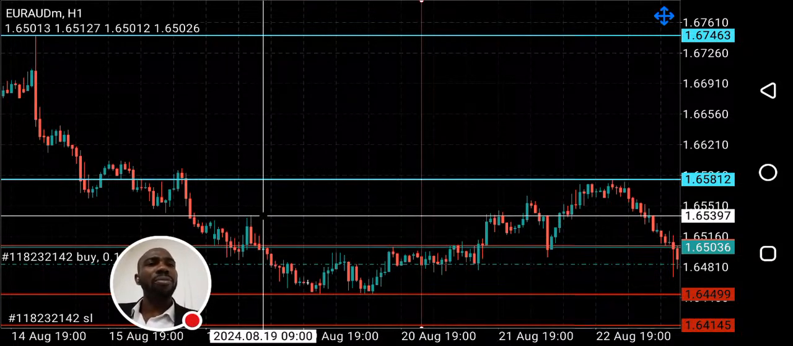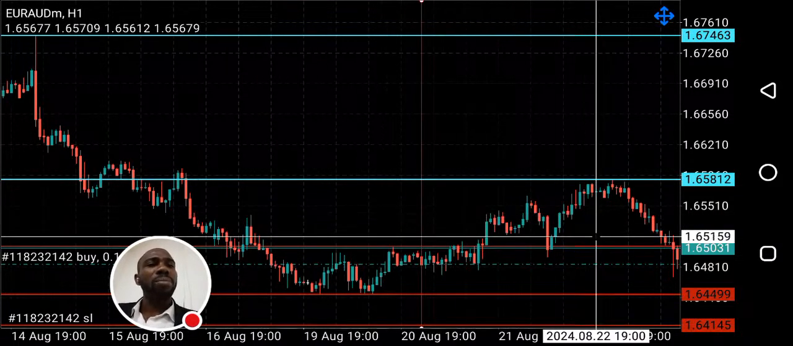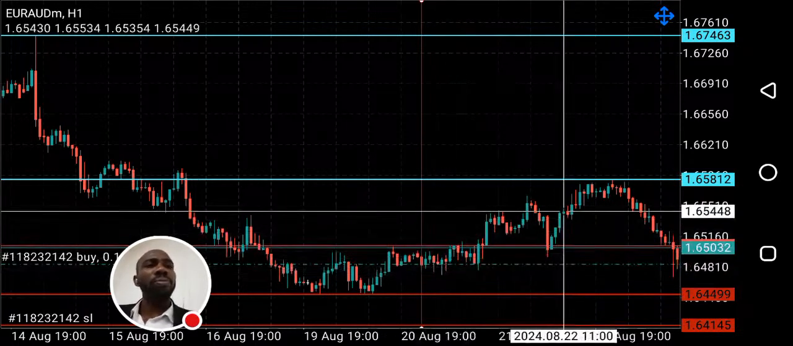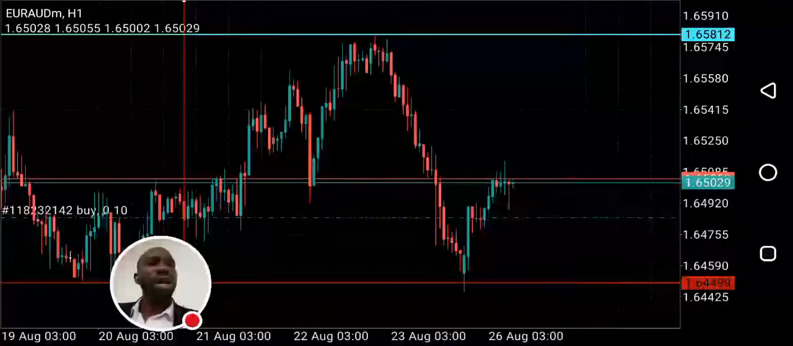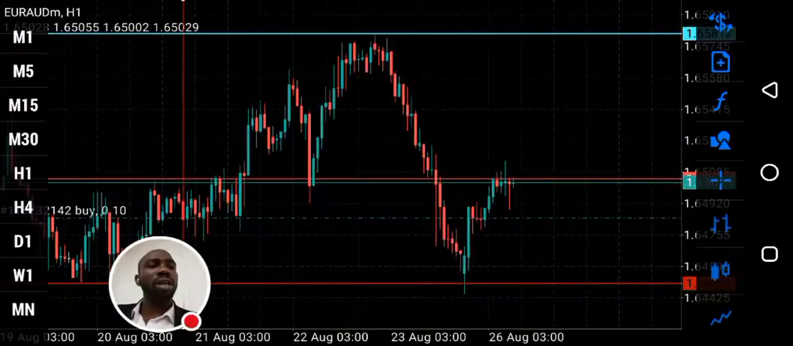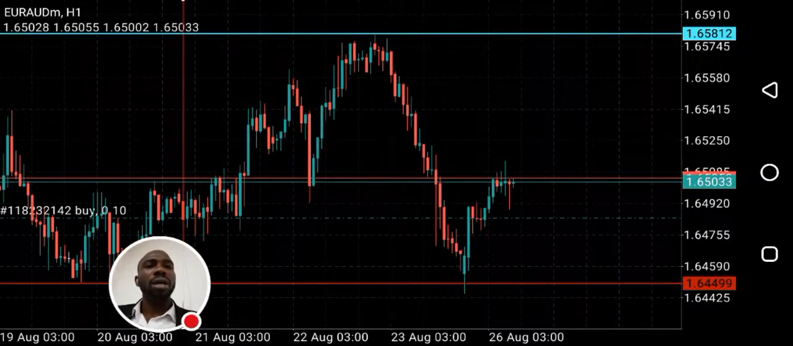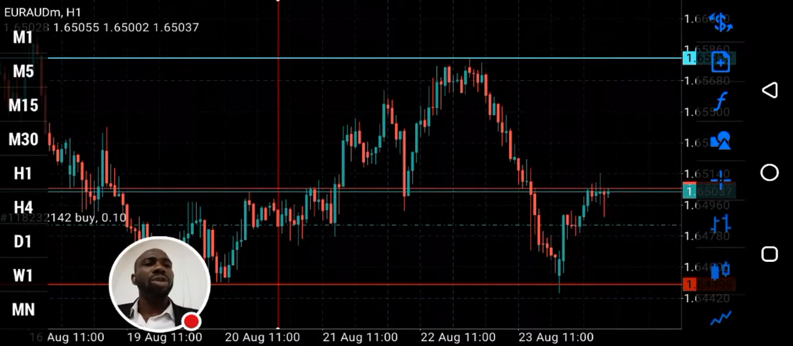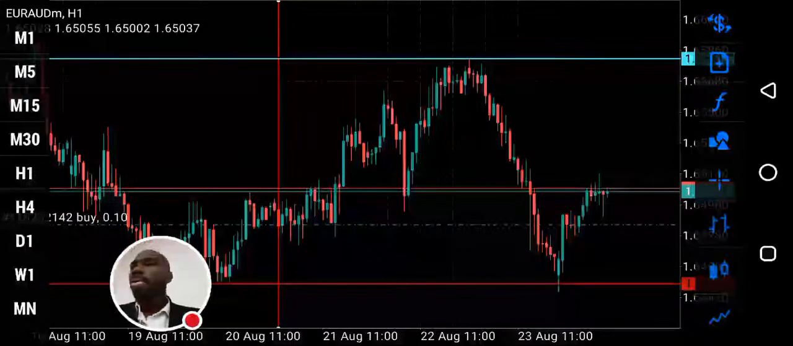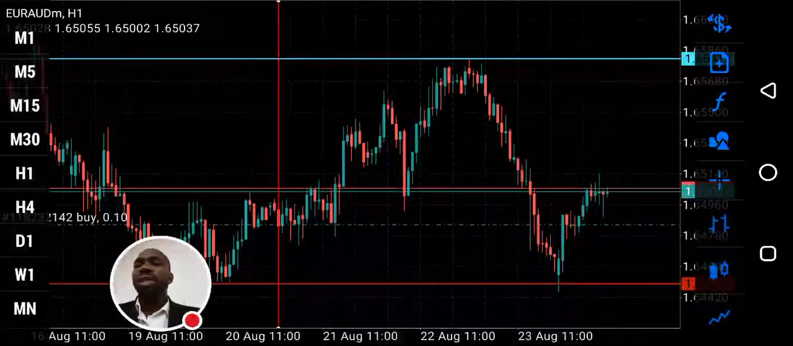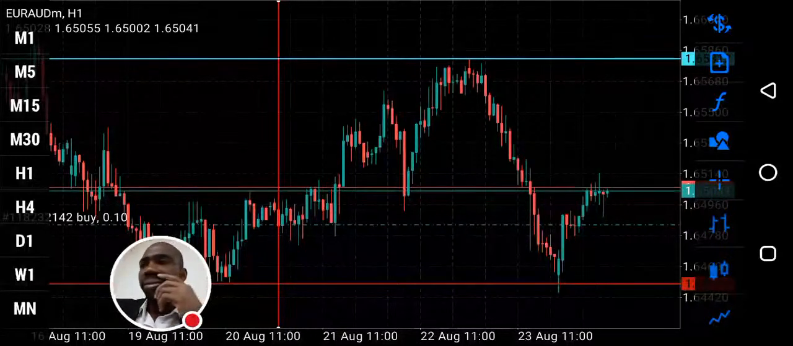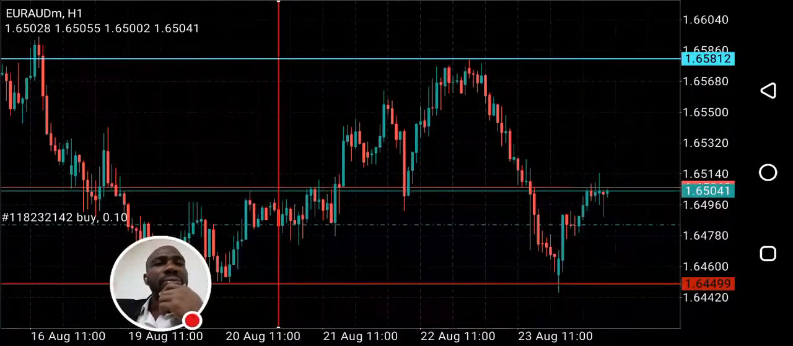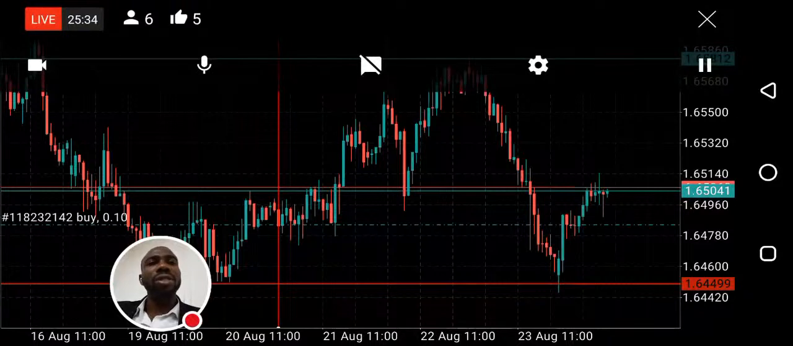So if you apply your Fibonacci, you can see price had to pull back to a discount area. So price is currently at a discount, right? So we buy from discounts. You can see why I'm buying Euro Aussie. So it is bullish, bullish, bullish. That's my take on Euro Aussie.